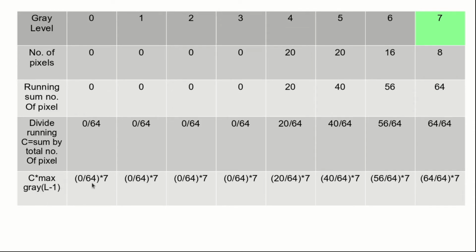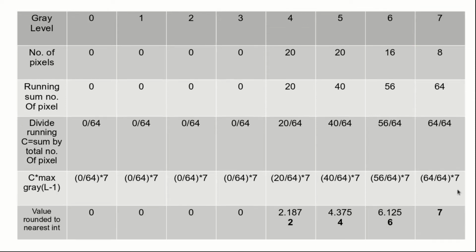The next row is about C into the maximum gray level, that is L minus 1. Here also the maximum gray level is 7. You have to just multiply the previous row's values by 7. So 0 divided by 64 into 7, and so on up till 64 divided by 64 into 7. The last row is where you just calculate the previous row's values.